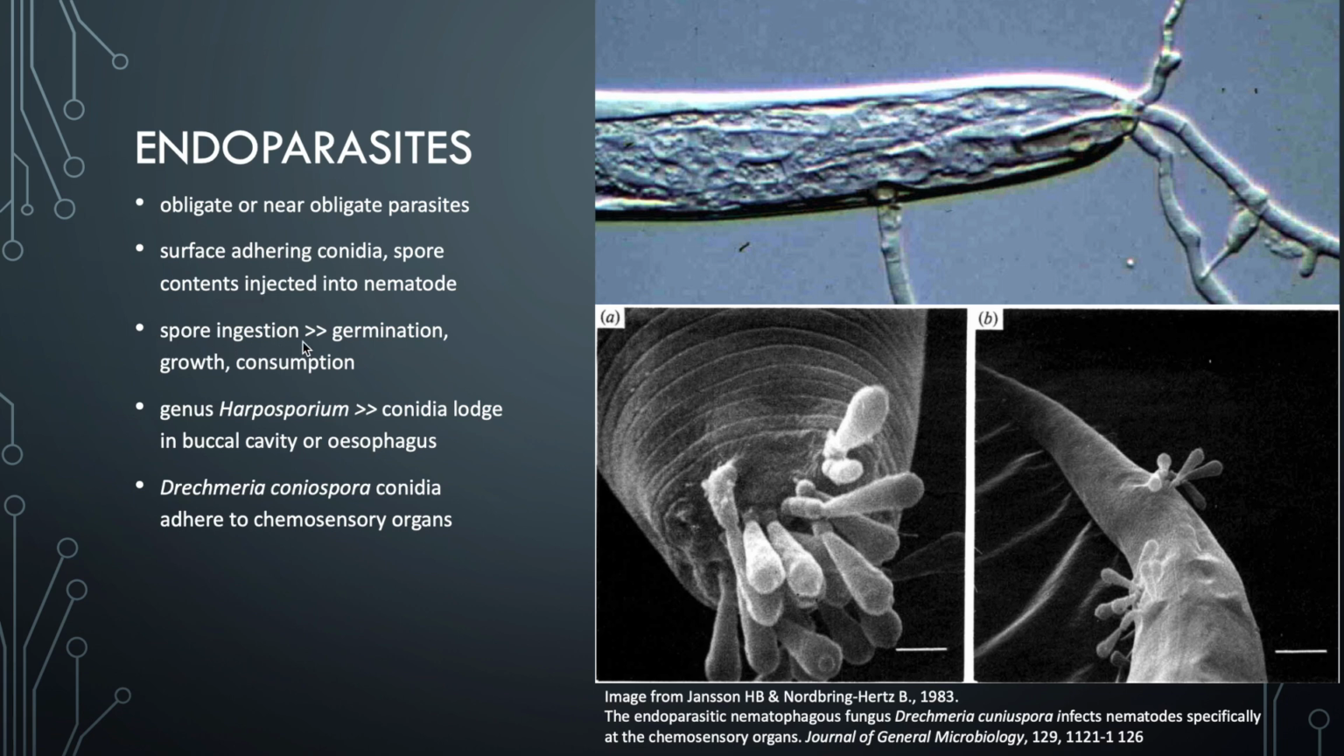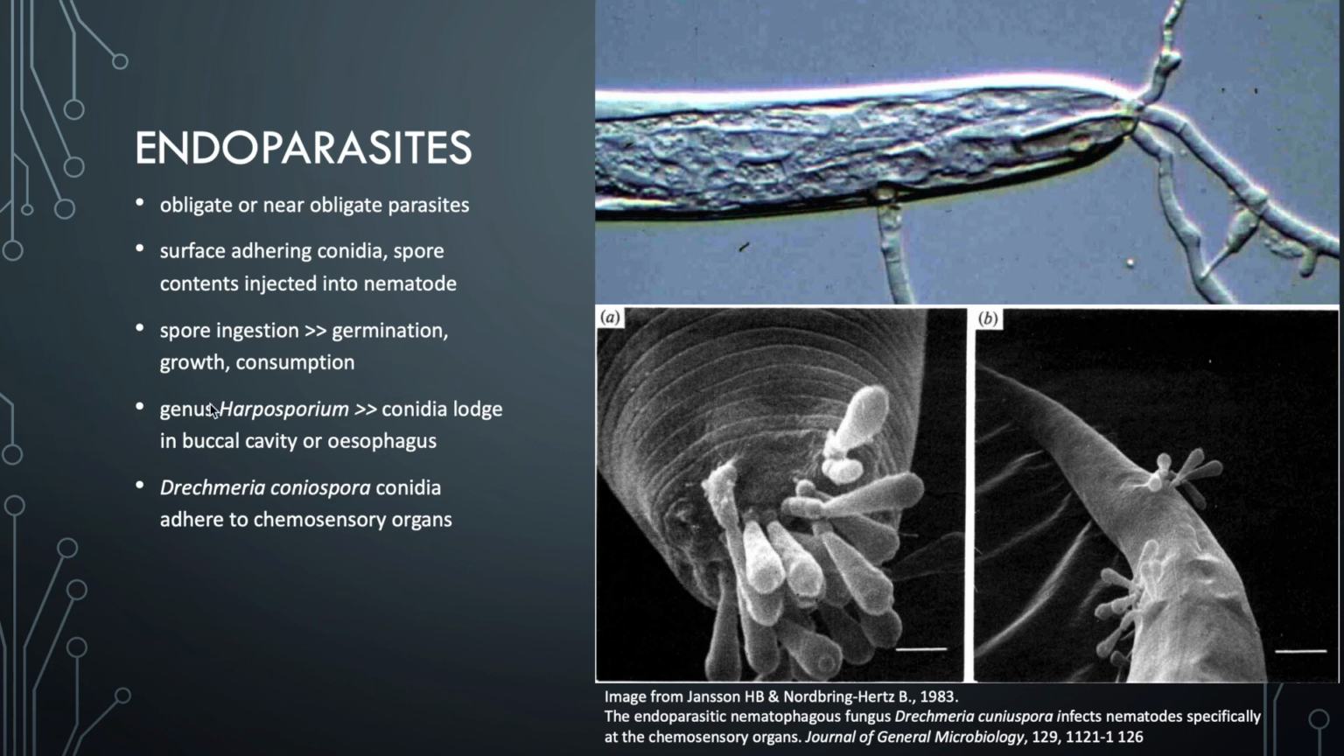The other way in which conidia or fungal spores end up in a nematode is through the ingestion of spores. So the nematode actually has to consume the spore. Then that spore will germinate inside the nematode, and then the hyphae will ingest the contents of the nematode and will actually consume the entire nematode.